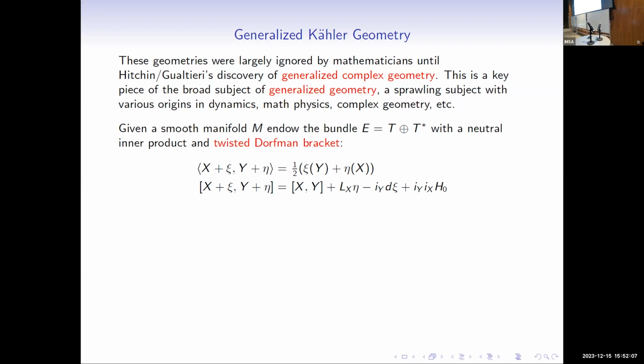Maybe the key point is that the tangent vector part spits out just the Lie bracket of the 2 vectors you're given, and it can also be twisted by a closed 3-form. So this is a natural thing to do with the Dorfman bracket.